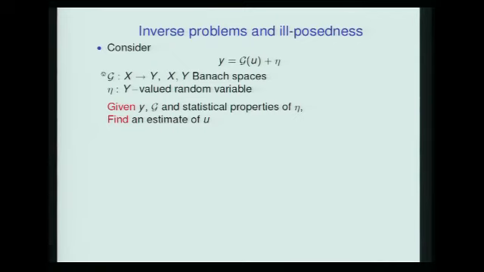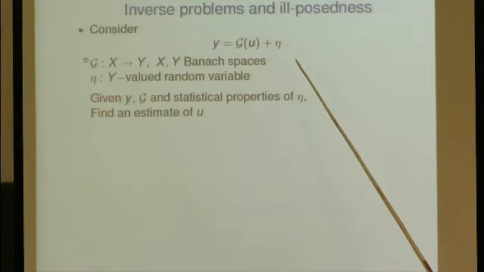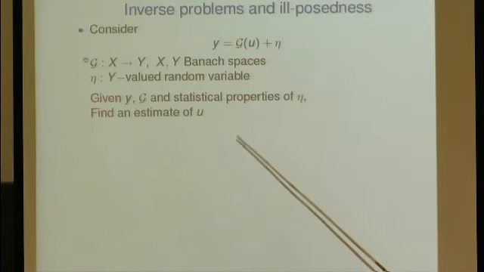Okay, so this is the problem that I'm concerned with. I want to find the function u from this operator equation. G is the operator between Banach spaces X and Y. Eta is some Y-valued random variable, and I know the statistical properties of eta. What I'm interested in is finding an estimate of this function u.